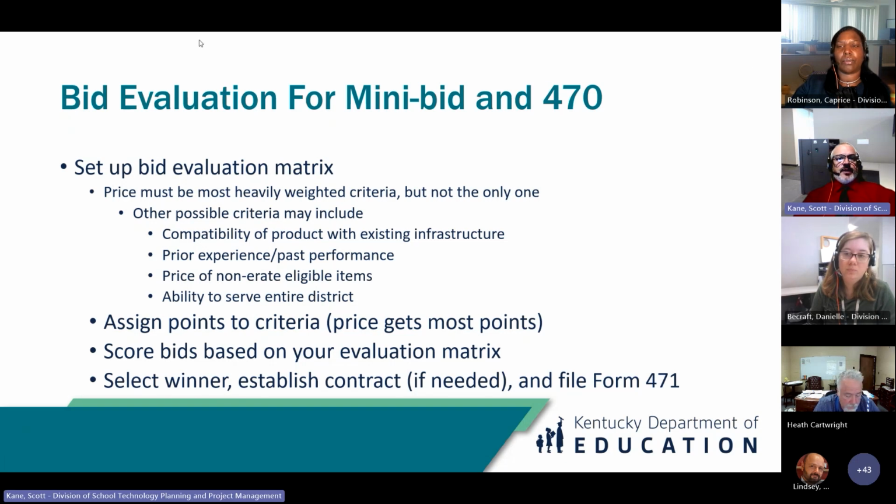As I mentioned, you'll assign points to the criteria. You'll score the bids based on the evaluation matrix and then select a winner. You'll establish a contract if needed. The contract would be for something, for example, that you go out to bid for yourself with a Form 470, and then you will file your Form 471 after the allowable contract date. If it's based on a mini bid, you can move straight from selecting a winner into filing the Form 471.